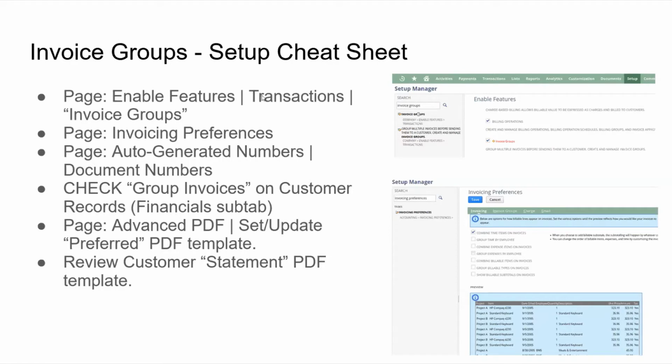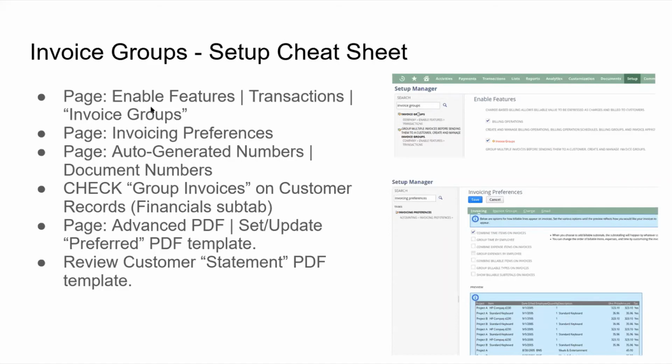So for setting this up, again, you want to enable feature invoice groups. That's this checkbox. Then you're going to want to go to page invoicing preferences and at least cover through this. I would highly recommend going to page auto generated numbers. Oh, and by the way, when I say page something, what that means is you go to your global search up in NetSuite and you paste that in. So page enable features, and it will take you right to the page, versus wherever it is in the menu bar.